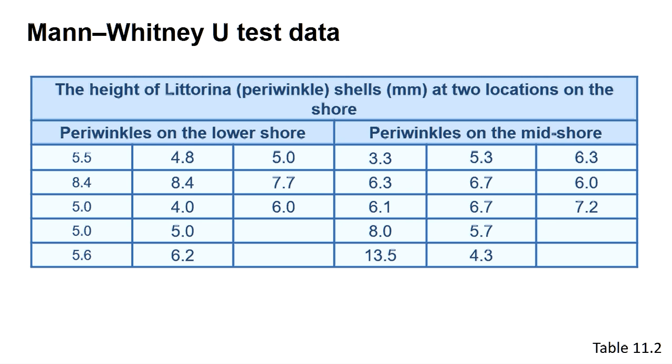In this case, we are looking at the height of two samples of periwinkle distinguished by their position on the shore. No periwinkle is measured more than once. The data can be found in Table 11.1.